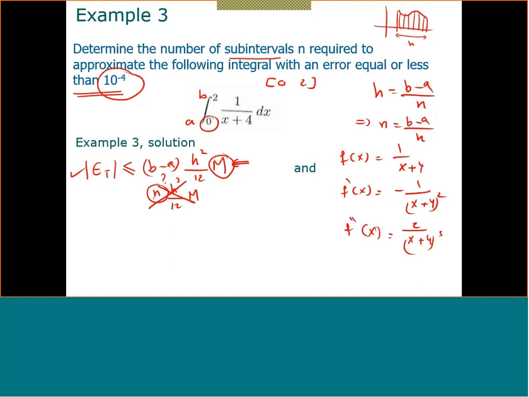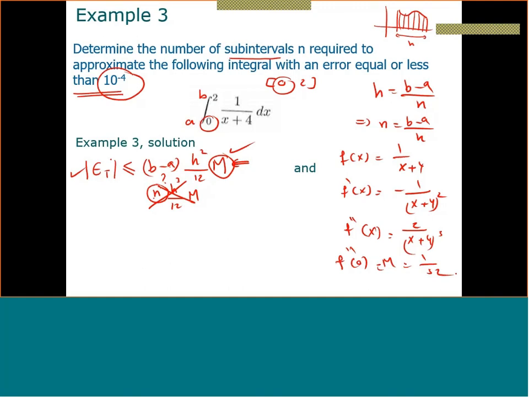When you substitute, it's very clear that the maximum value will happen at x equal to 0, because as we increase x, this number goes down and down. So 0 gives the maximum value of f double prime. So f double prime at 0 gives me M, which is equal to 1 over 32. This is the maximum value. Now we know M, we know the error, we have everything here.